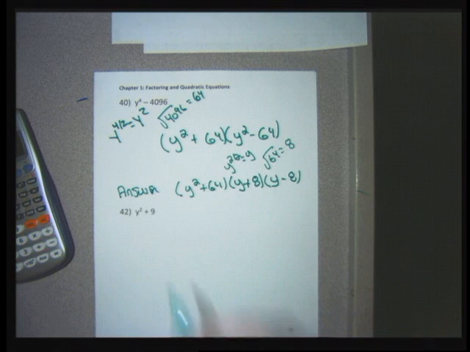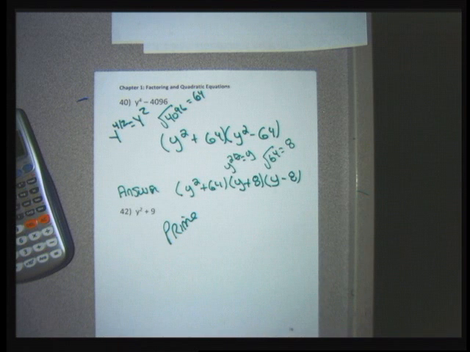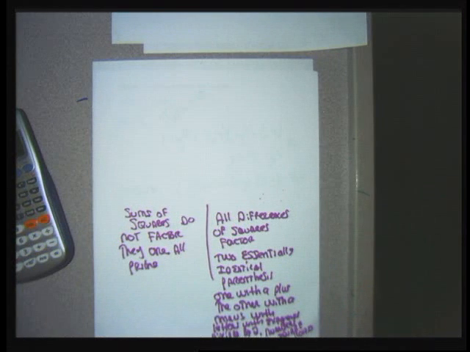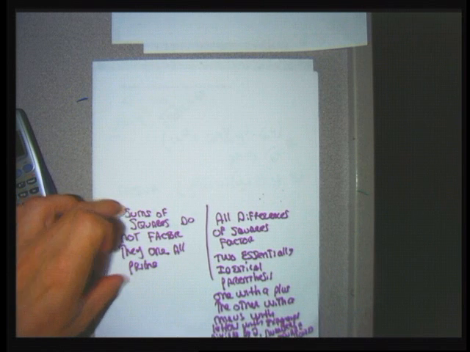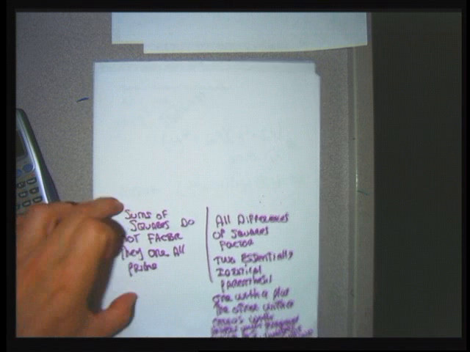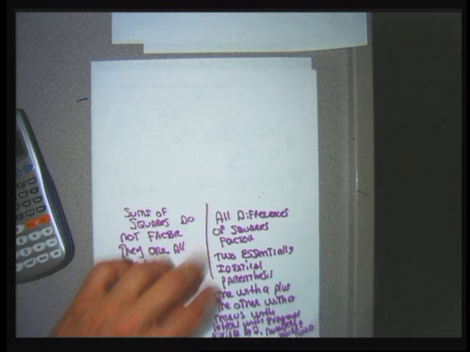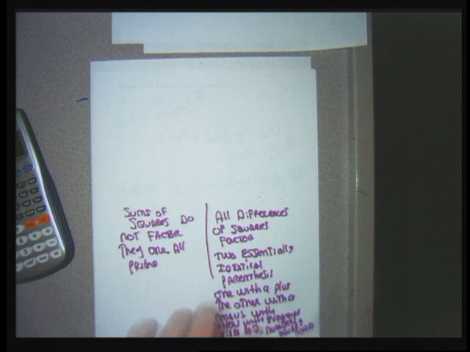Last problem is a sum of squares, and sums of squares are all prime. That's the whole section. I just wanted to pop up the stuff that I wrote at the beginning. I don't know that this makes more sense now or less sense now, but I said sums of squares do not factor. They are all prime, and we're consistent with that through this whole section. Differences of squares, you get two essentially identical parentheses, one with a plus sign, one with a minus sign. The letters, you divide their exponents by 2, and the numbers we square rooted. So that's the heart of this section.